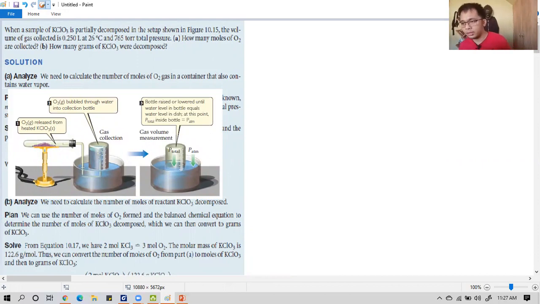But in this problem, we used volume instead of mass. So this is the problem. When a sample of potassium chlorate is partially decomposed in the setup shown in Figure 10.15, which is this figure here, the volume of gas collected is 0.250 liter at 26 degrees Celsius and 765 torr total pressure. How many moles of oxygen are collected? How many grams of potassium chlorate are decomposed? If you notice, guys, it's not just oxygen present here. We have water, in our collection of gas. And so the total pressure will be the pressure exerted by the oxygen plus water.